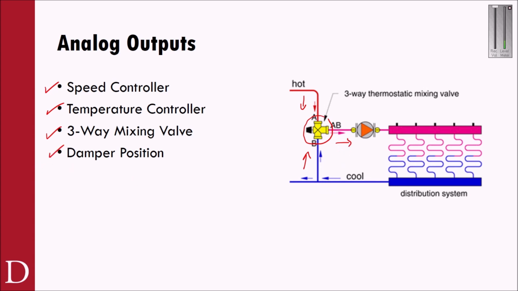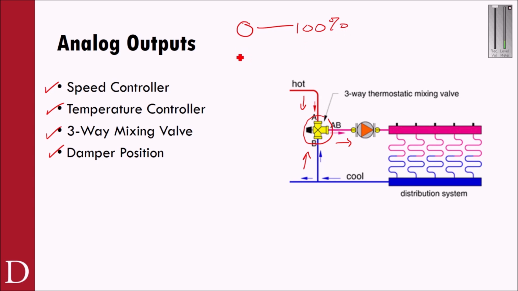I might want to control a damper position. So I have an airflow, and I want to control or throttle the amount of airflow or something like that. So these would all be analog. The thing to think about analog inputs and outputs is always think of they are not on and off. I think of them as 0 to 100%.